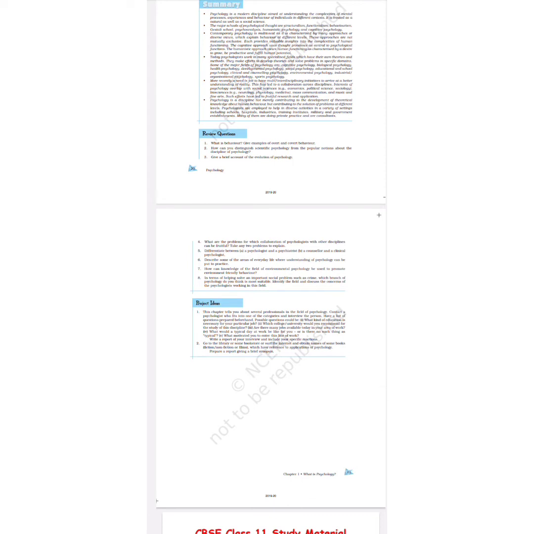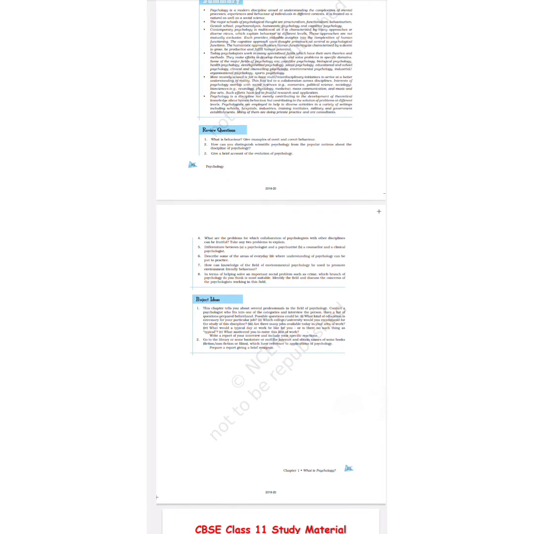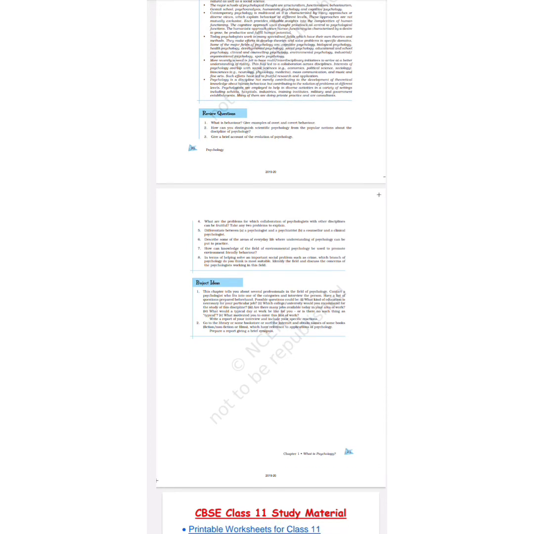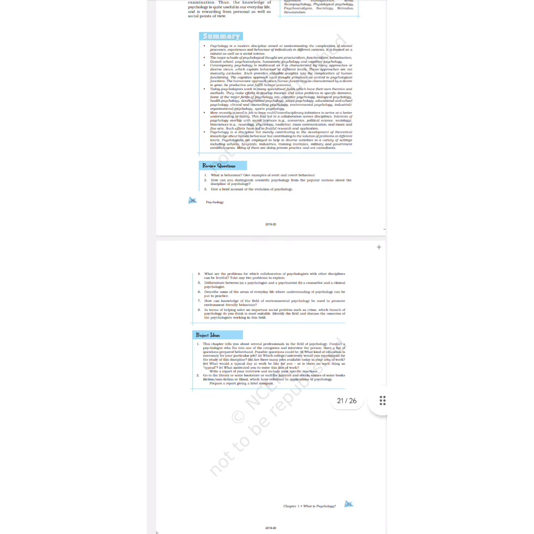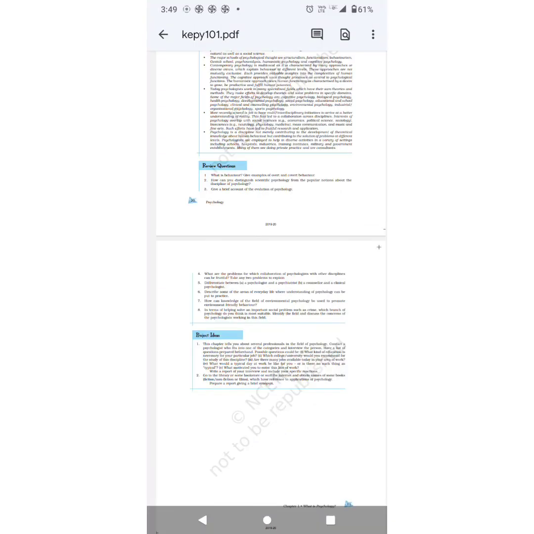How can the knowledge of the field of environmental psychology be used to promote the environment? I had not discussed all the branches in detail, but in branches you will get this answer also. And then in terms of helping to solve an important problem, that is of crime, which branch of psychology do you think would be? This type of question, be very prepared with. Okay, this can come. Which branch would be there? So that is criminology, and you can write whatever is required for this answer. Okay, so that's all for today.